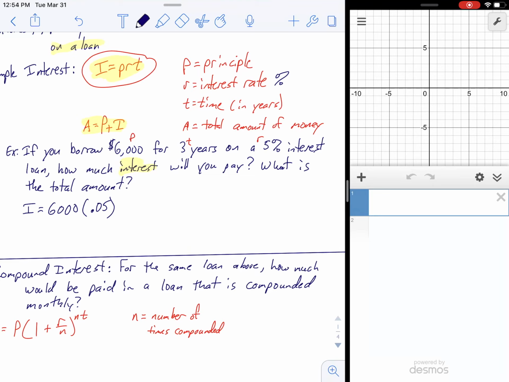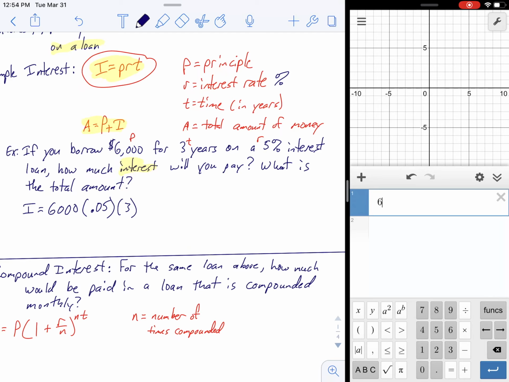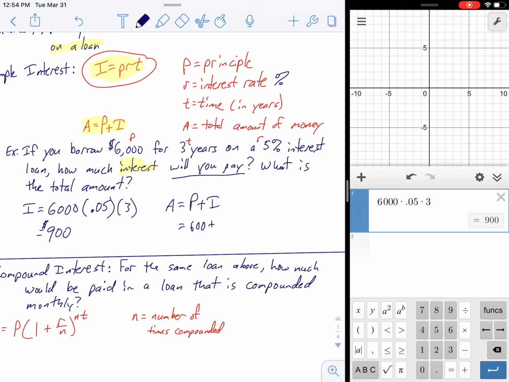So principal times rate times time, so we have to multiply this by 3. But simply type this into a calculator, or if you're wicked smart, do it in your head. And we come up with $900. That means there is an interest charge of $900 on that loan. That's the first question. How much interest will you pay? Then what is the total amount? Well, amount equals principal plus interest, so that's $6,000 plus $900 for $6,900.